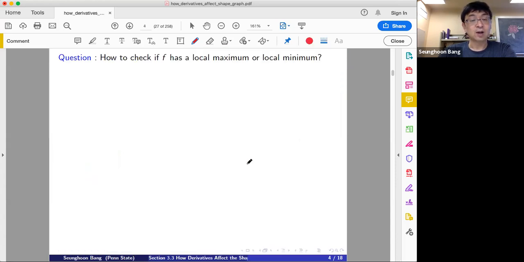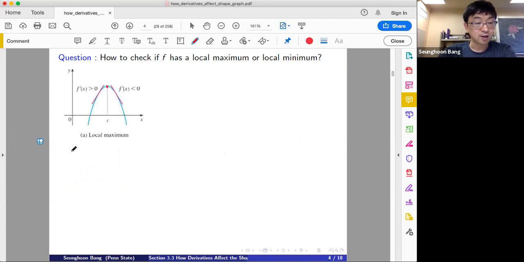The question: how do we check if f has a local maximum or local minimum? This is one example. We have a local maximum here. What is f prime of c? Do you know what f prime of c is? Could you write your answer on the chatting board, please? What is f prime of c? f prime of c is, yes, we have a horizontal tangent line. The slope is, yes, 0. What is c? The c is a critical number.